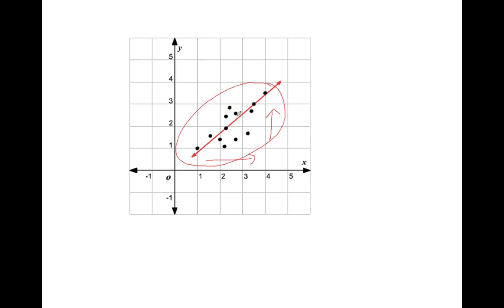But if they're close enough, you can draw a line through the middle of the points and they should touch as many points as possible. And you should have an equal number of points above and below the line. So you can see here we have 1, 2, 3, 4, 5 points above the line and 1, 2, 3, 4, 5 points below the line. And the line touches exactly 3 points. So the line is going through the middle of most of the points. So this is what we call a line of best fit.